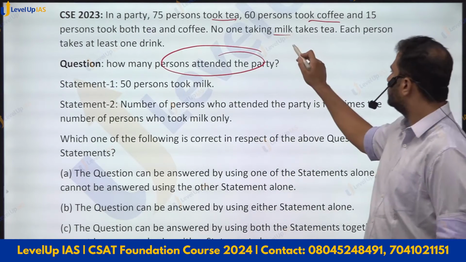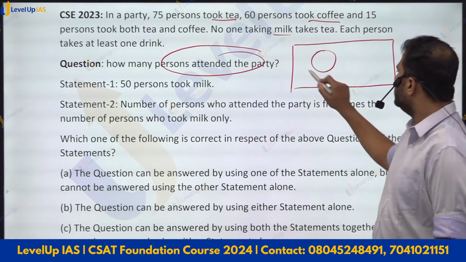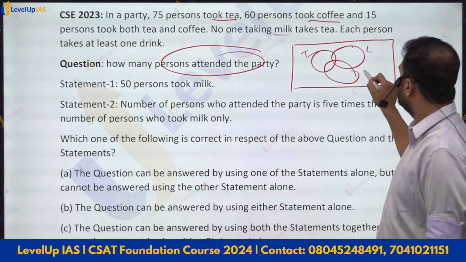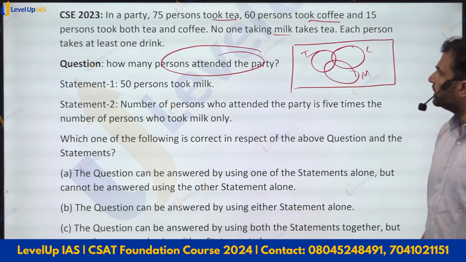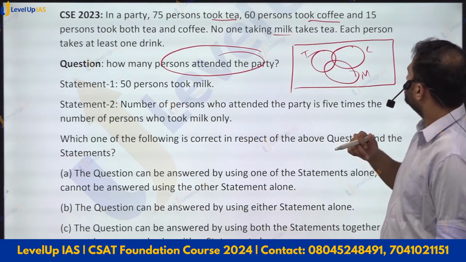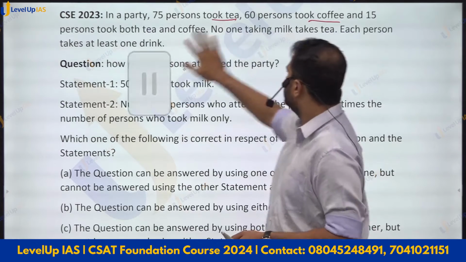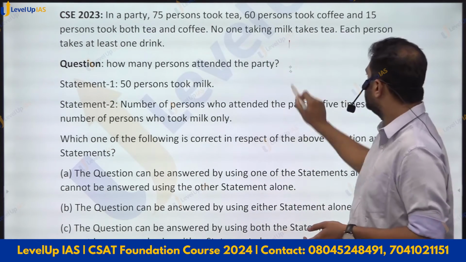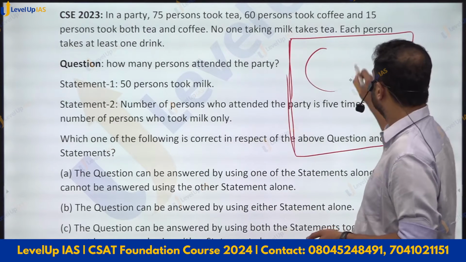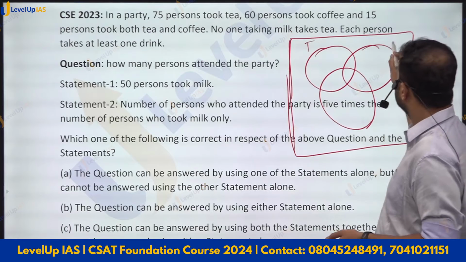So what we have is something like this. If this is the total number of people, these are the people who take tea, this is coffee, this is, let us say, milk. Let me draw a bigger diagram so that everything is clear. Okay, so this is it. This is 1, 2, 3. So this is tea, this is coffee, this is milk.